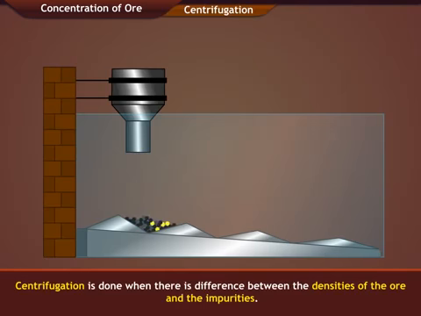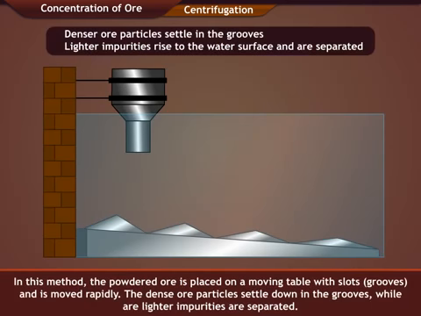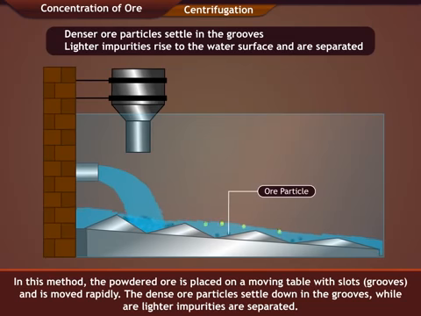Centrifugation is done when there is difference between the densities of the ore and the impurities. In this method, fine powder of ore is placed on a moving table with slots and is moved rapidly such that the particles of metal remain in the slot because of centrifugal force. The dense ore particles settle down in the grooves while the lighter impurities are separated.